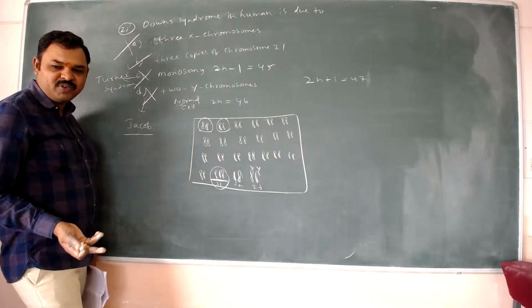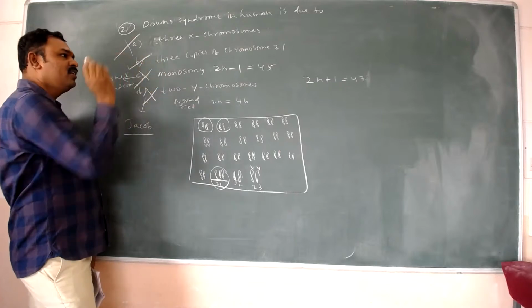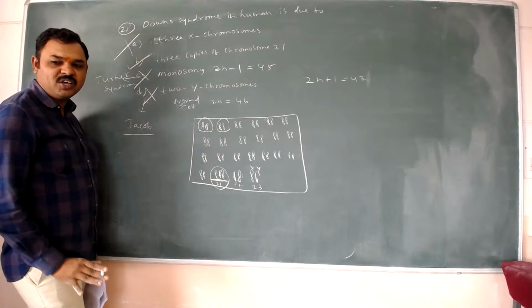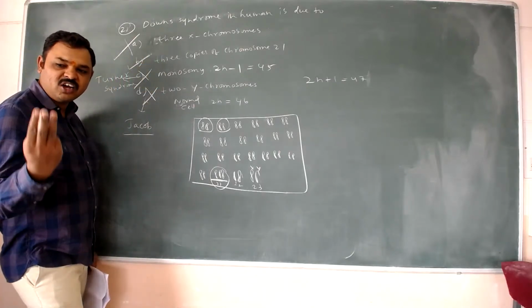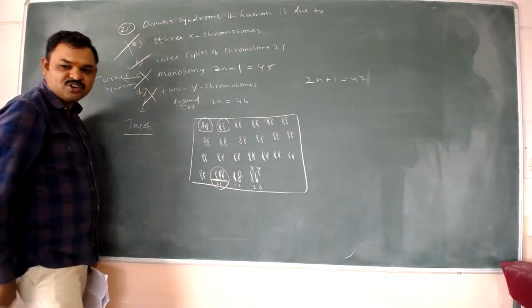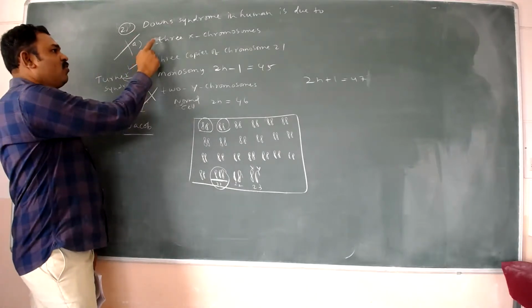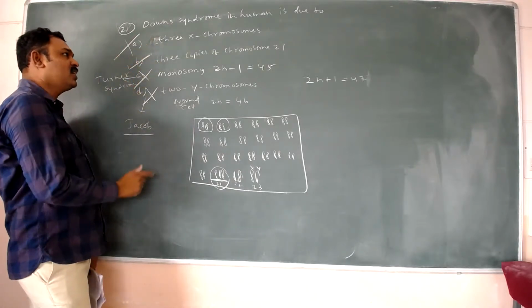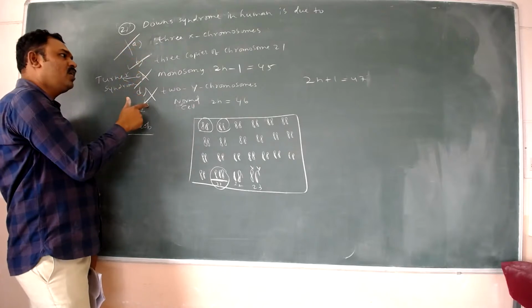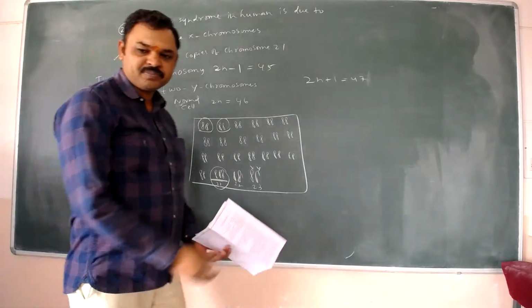Triple X, super female, extra X chromosome is there. Therefore, what is the answer? Three copies of chromosome 21 are there. That is called Down syndrome. It is the autosomal trisomy. Therefore, the answer is B. A is wrong, C wrong, D wrong, B is the relevant one. So answer B.